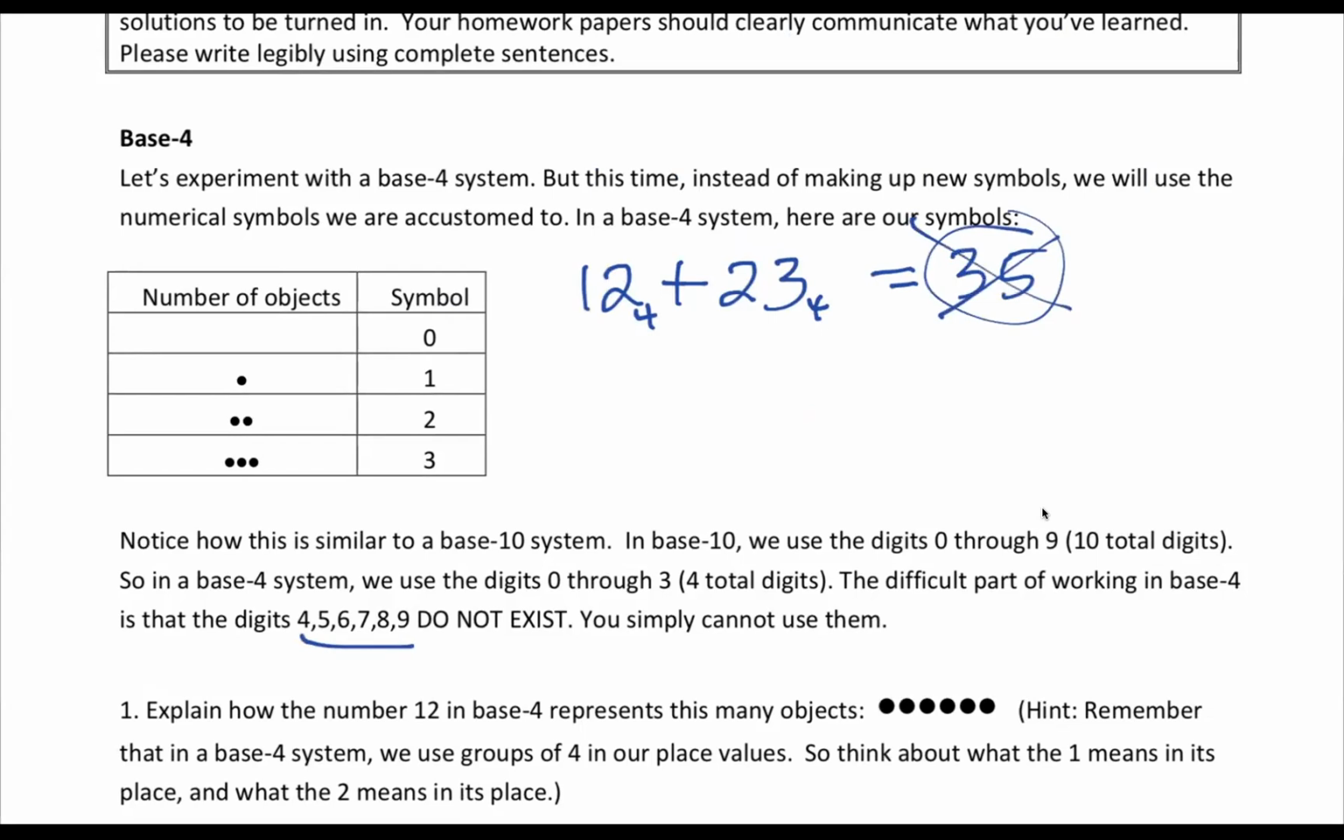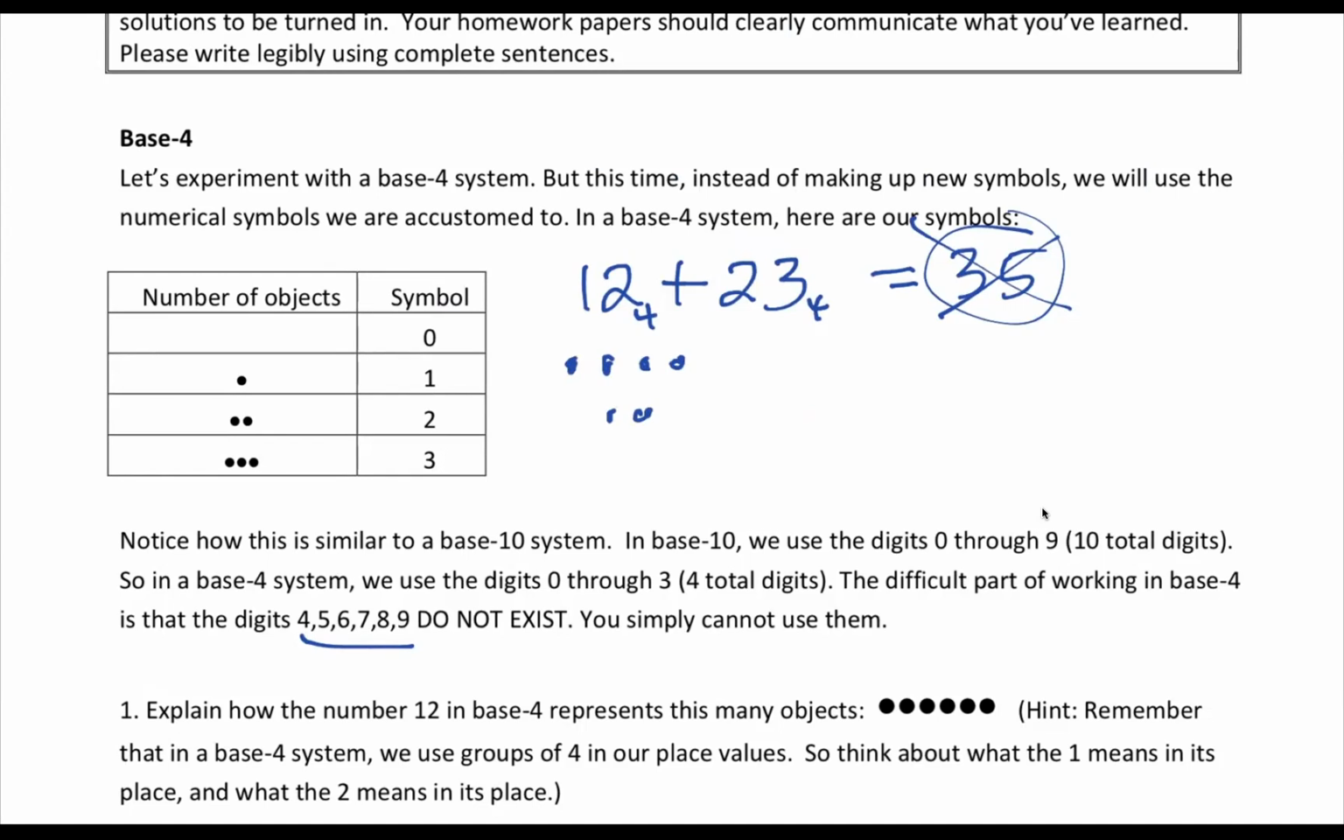So what other options do I have? Well, a technique that you could use is to draw out the number of objects that are represented. And that's probably something you would do if you were just learning a system, like in elementary school learning base 10: draw out the number of objects and then group them. So let's try that. Let's do 12. That will be one group of 4 and 2 left over. So there is 1, 2 in base 4. One group of 4, 2 left over.